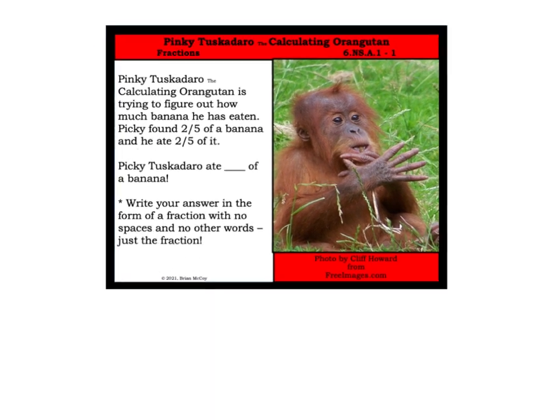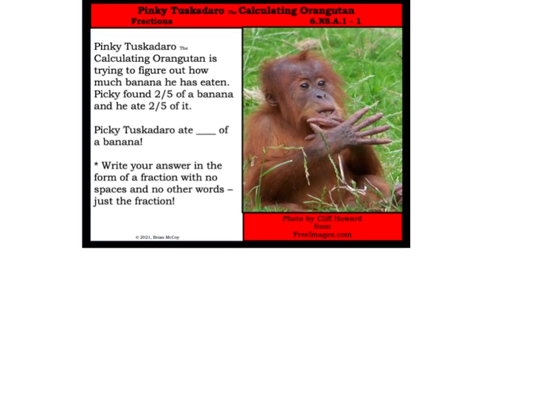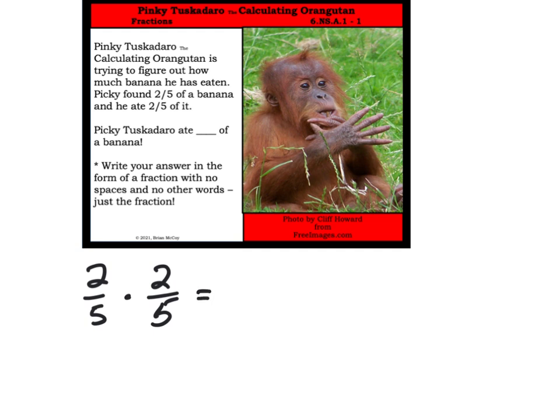So let's start with the algorithm and we'll just write that. And we got 2/5 times 2/5. And with multiplying fractions, super simple. You simply multiply the numerators and you multiply the denominators, my friends. And that's going to give us 2 times 2 is 4 for the numerator, right? And then you've got 5 times 5, which is going to give you 25 for the denominator. And bam, right there is your answer.